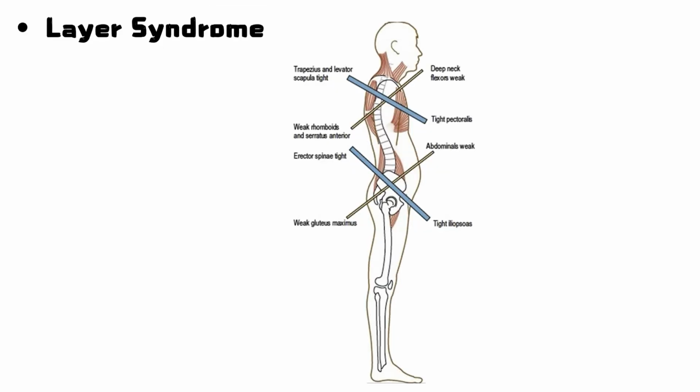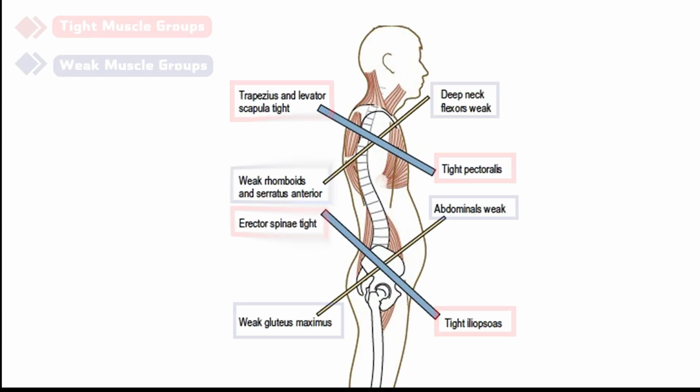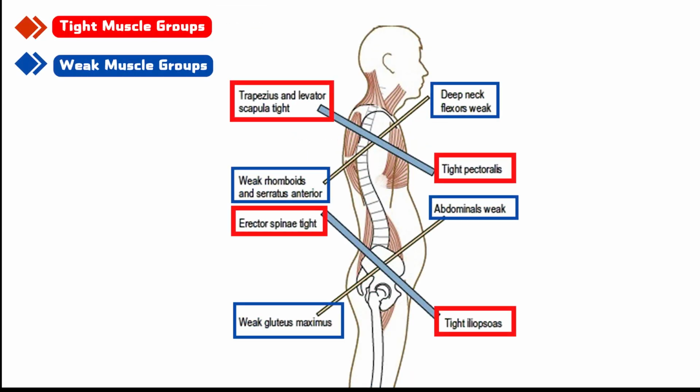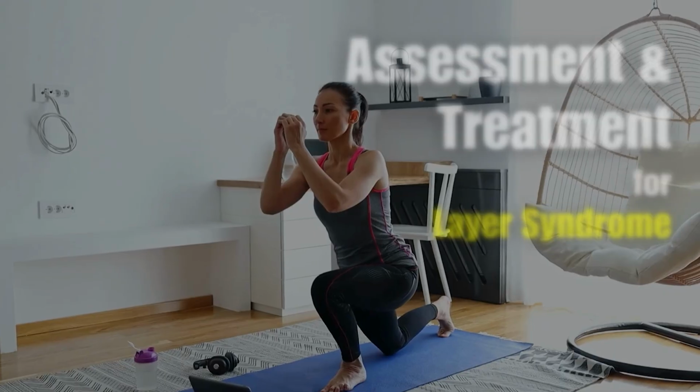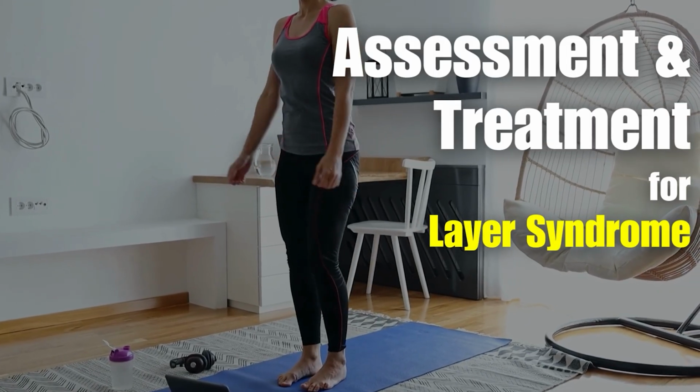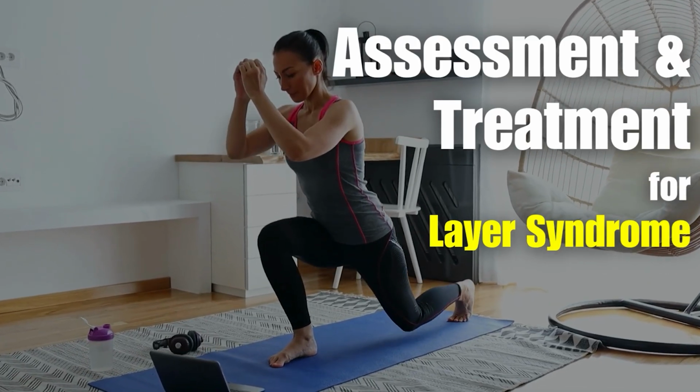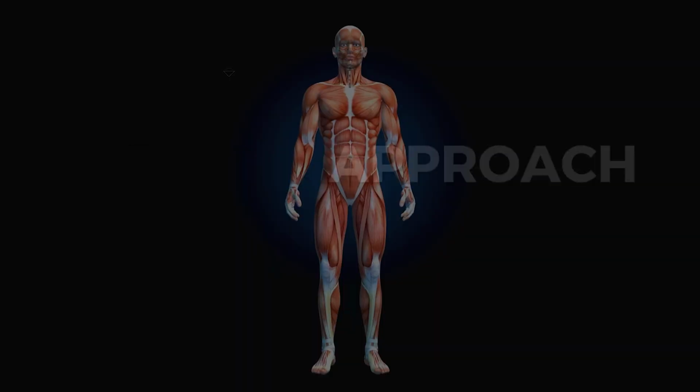Layer syndrome is a combination of upper cross syndrome and lower cross syndrome, leading to widespread postural dysfunction. In today's episode, we'll explore how to assess and treat layer syndrome using Janda's principles. Stay tuned.